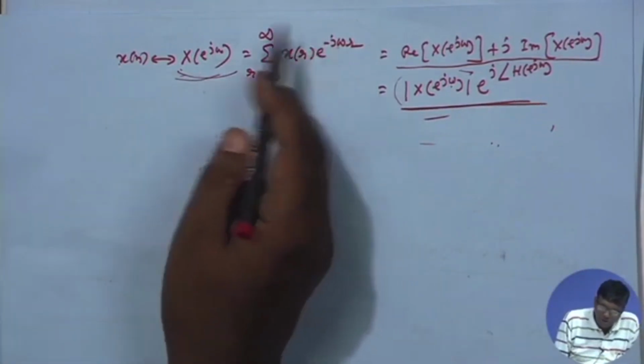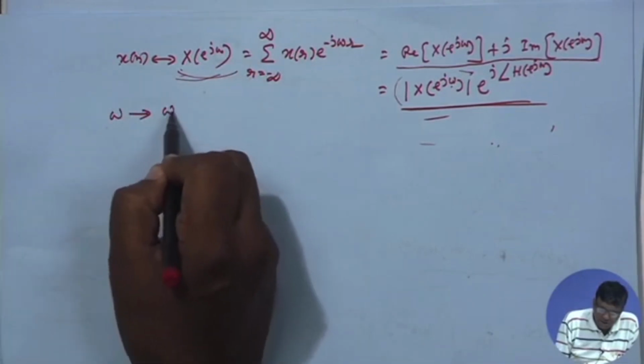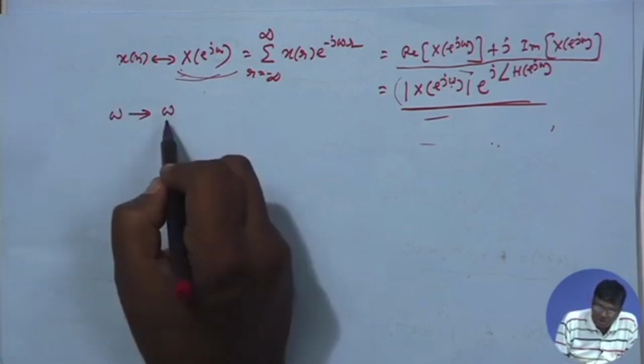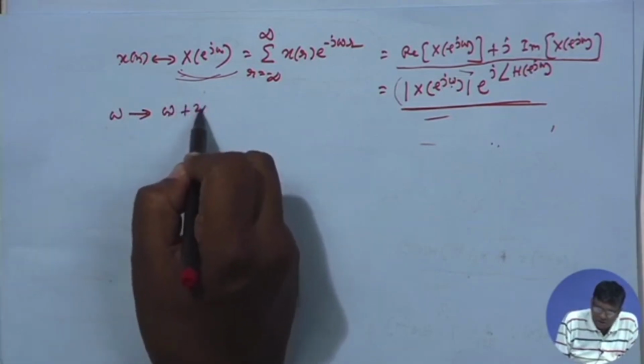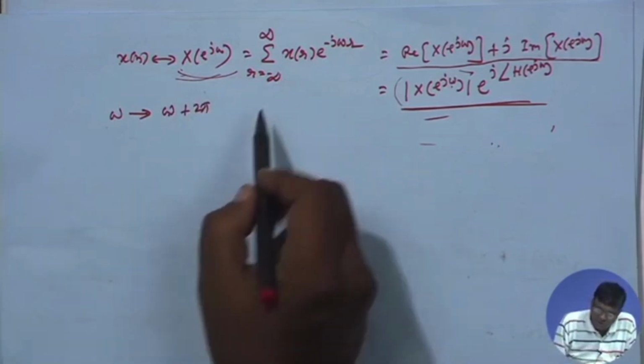Now, for this function DTFT, suppose I replace omega by omega plus 2 pi. Omega is in radians, right, its digital frequency unit is radian. So, this radian plus another 2 pi radian. If I replace omega by that, what happens to the right hand summation?